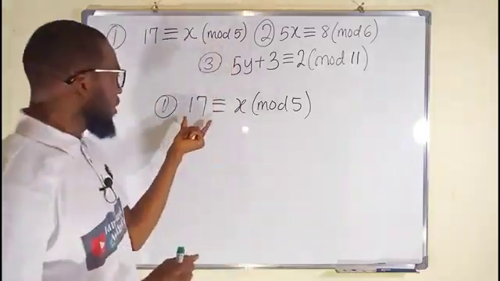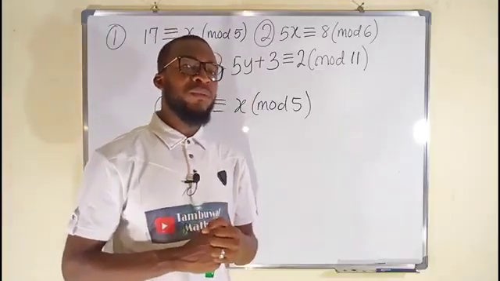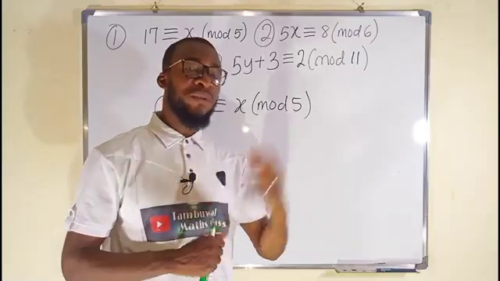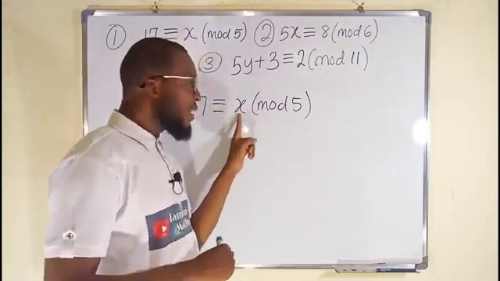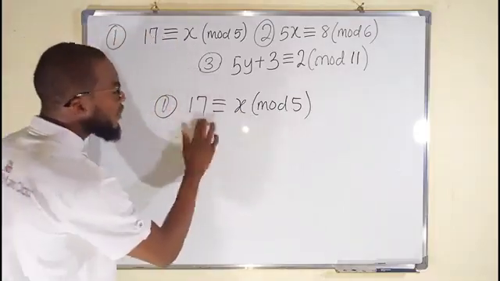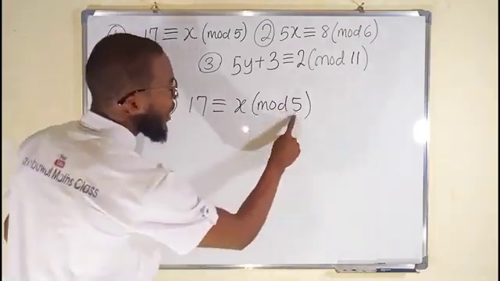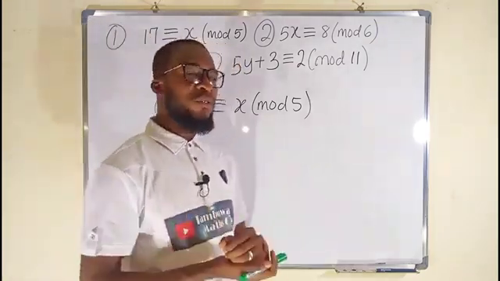So 17, how many bundles of 5 are there in 17? We have 3 bundles with a remainder of 2. So this number right here is just our remainder. What does this mean? It means that if we divide 17 by 5, whatever the remainder is going to be is our solution.